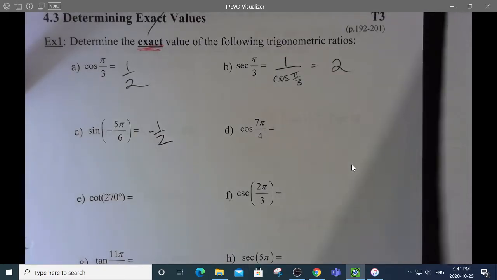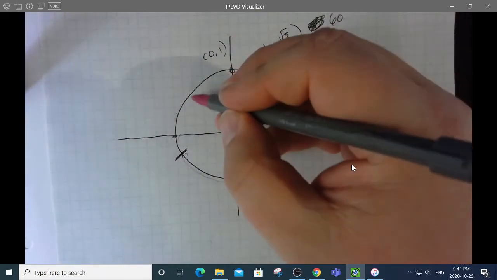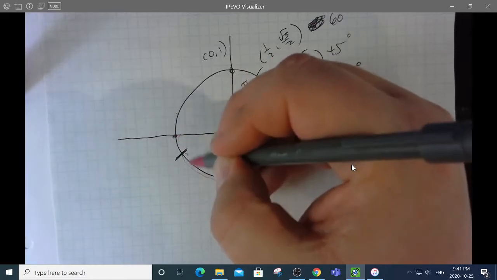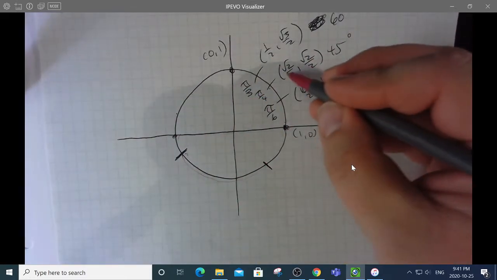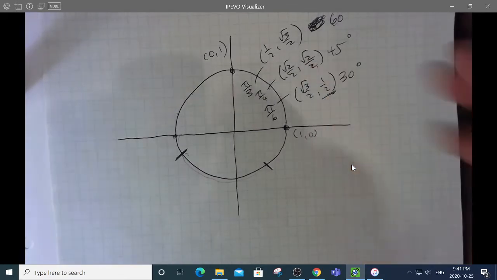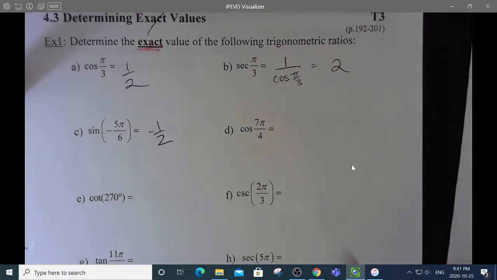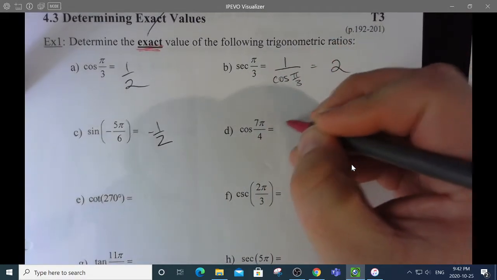Cosine of 7 pi by 4. Okay, so where's 7 pi by 4? Well, there's 1 pi by 4. That would be 3 pi by 4, 4 pi by 4, 5, 6, 7 pi by 4 is over here. And that's going to have the same coordinates as this, but the y coordinate will be negative, but I don't care. I want the x coordinate, so that's just going to be root 2 over 2.